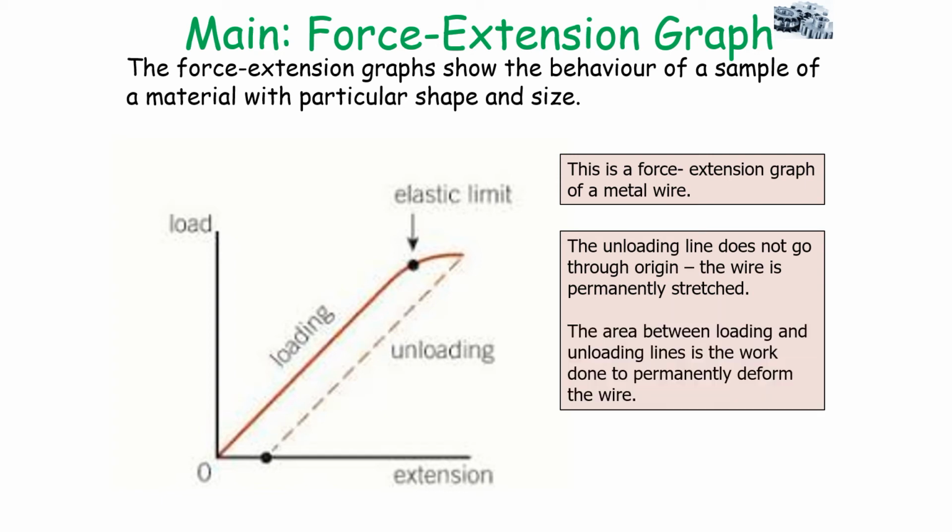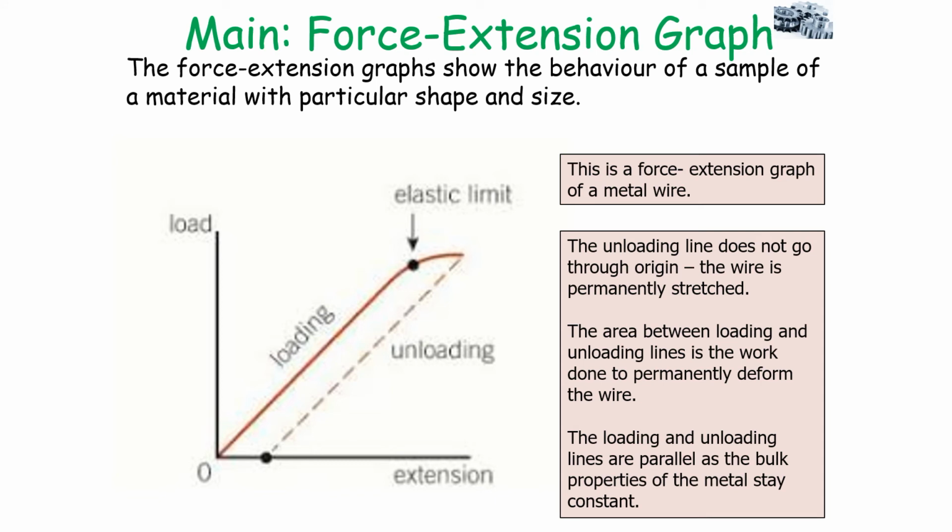So the area between the loading and unloading lines is the work done to permanently deform the wire. Now you'll notice that the loading and unloading lines are parallel to each other, as the bulk properties of the metal, the spring constant in this example, stay constant.